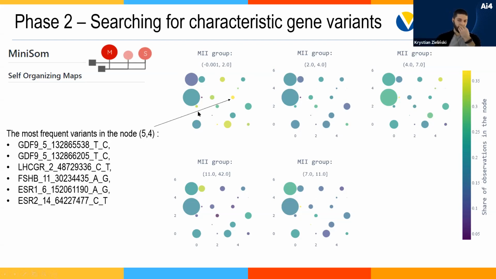The color of each neuron corresponds to the share of observations in the node from a given M2 group. So we found out that there is a neuron with a very high share of patients with the lowest M2 count. And for those patients, we found out that there were 6 most frequent variants, which we used in the later stages of the modeling as an indicator of having a low number of M2s. So that was the first approach.